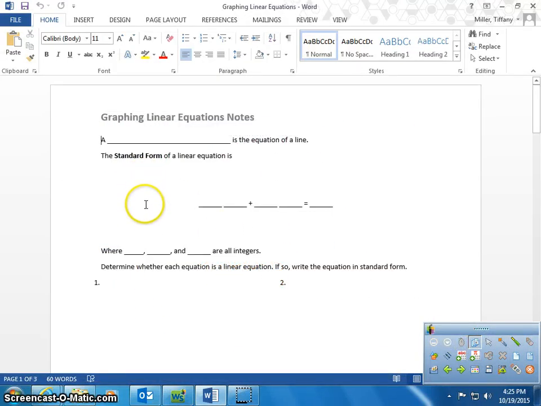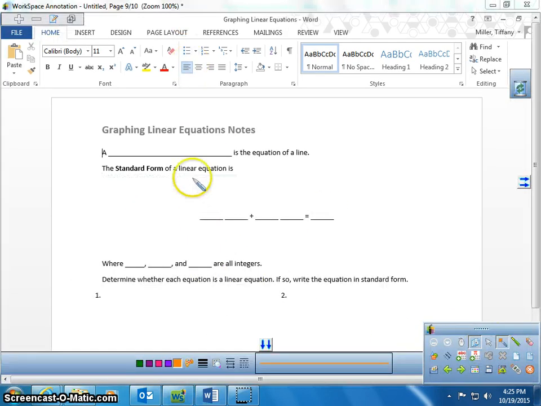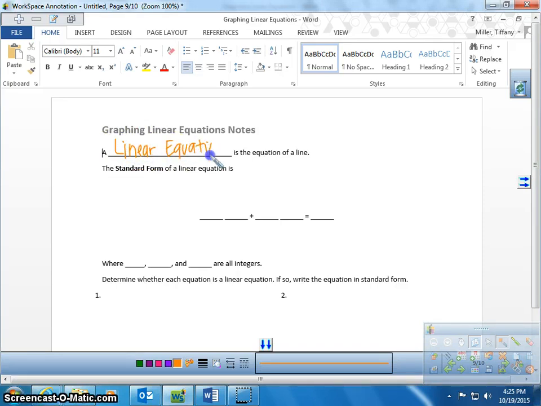Today's lesson is over graphing linear equations. So, a linear equation is an equation of a line. So basically, if you have some equation and it graphs a straight line, it is considered a linear equation.